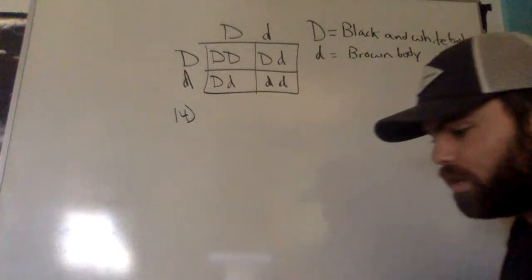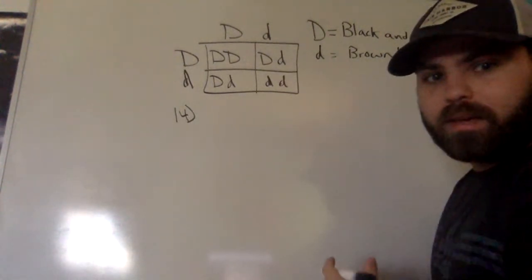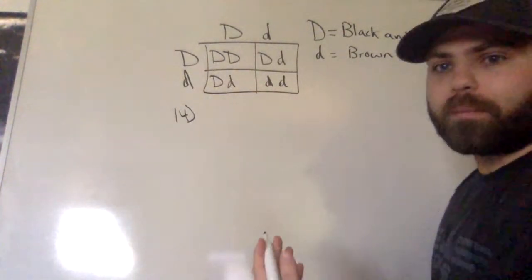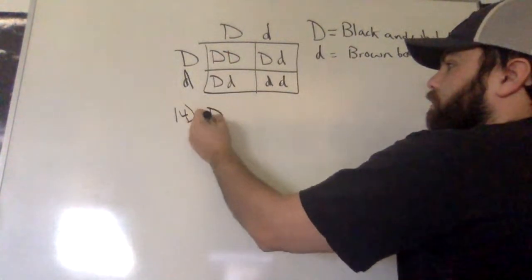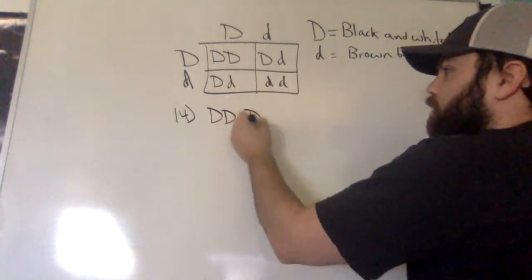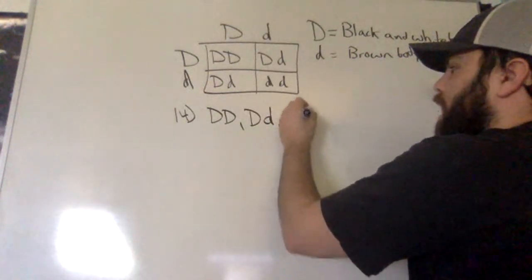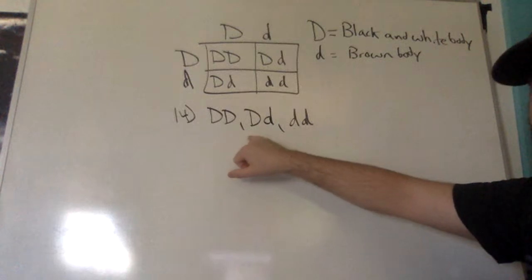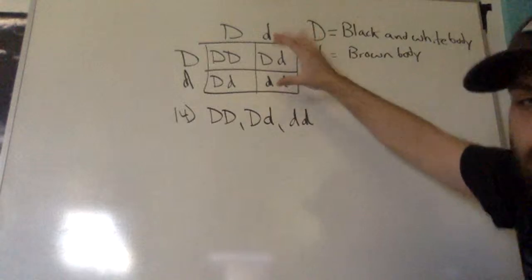It's asking what is the genotype of the 4 offspring. Remember, the genotype is the actual gene. So we actually have 3 of them. You get capital D, capital D. The other option you can get, there's only 3 options: capital, capital; capital, lowercase; and then 2 lowercases. Those are the only things you can get out of this.